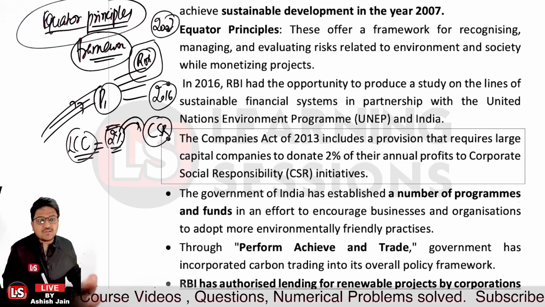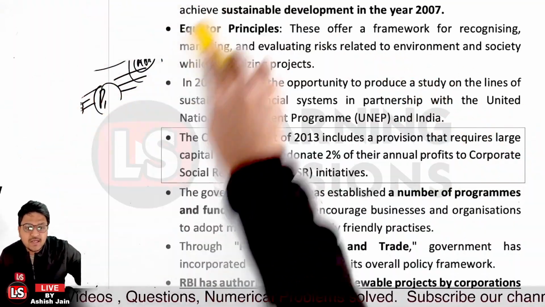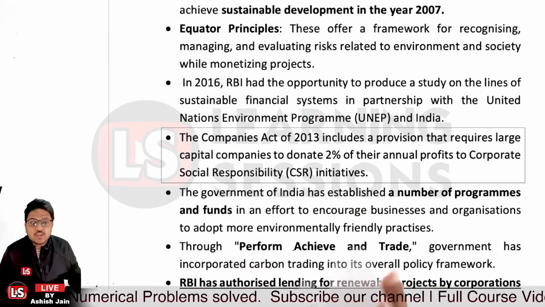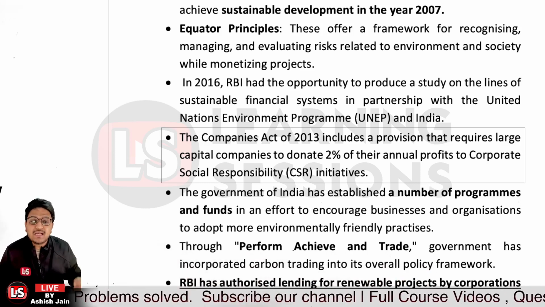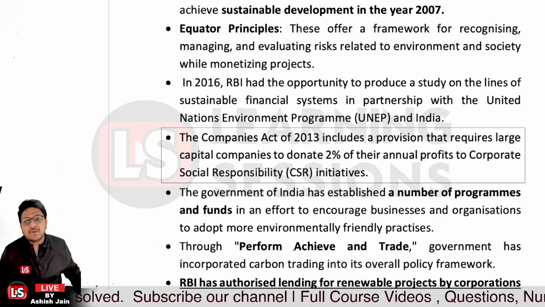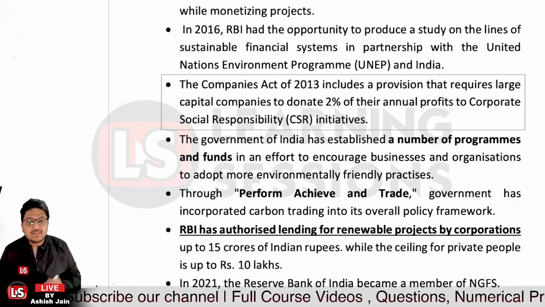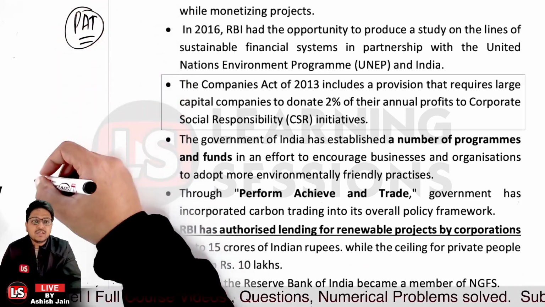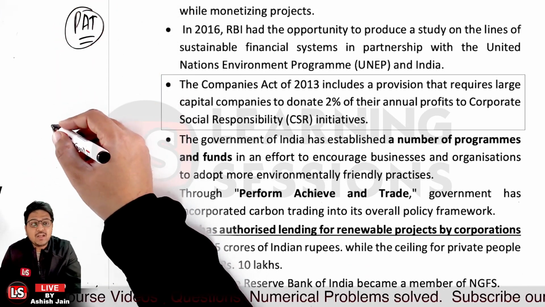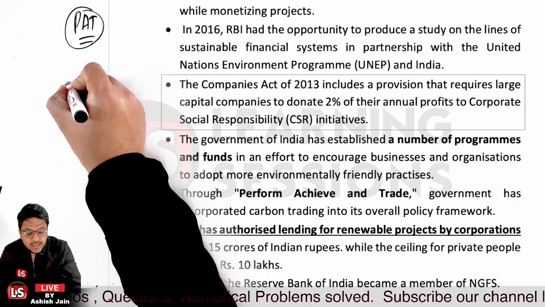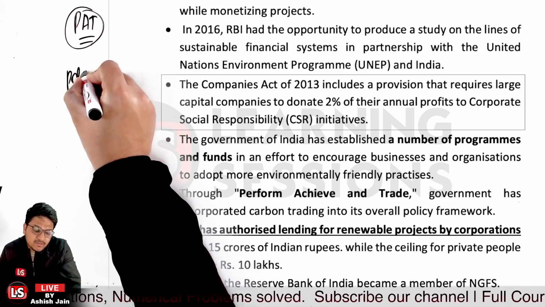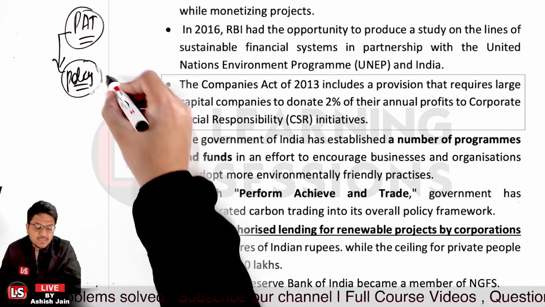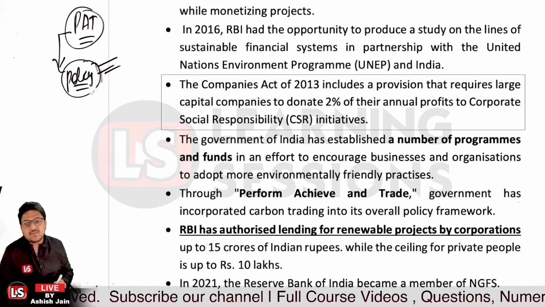And the Government of India has established a number of plans and funds related to the same, so that businesses and organizations can be encouraged to go for environmentally friendly practices. Further, through Perform, Achieve and Trade, that is PAT, the government has incorporated carbon trading into its overall policy framework. The government is implementing PAT because we basically want to reduce our carbon footprint, right? That's the main fundamental related to it.